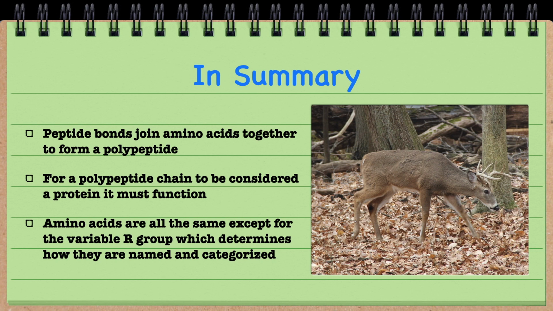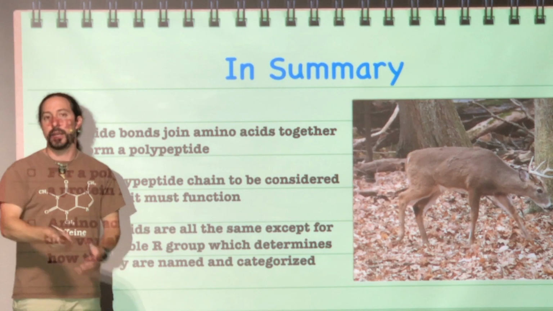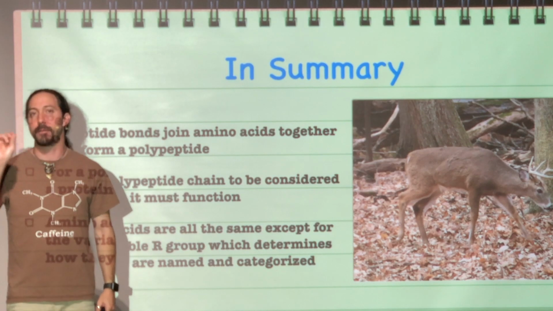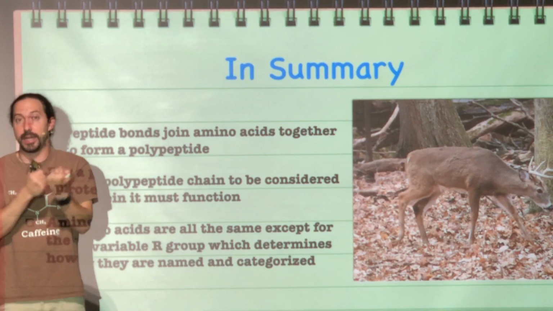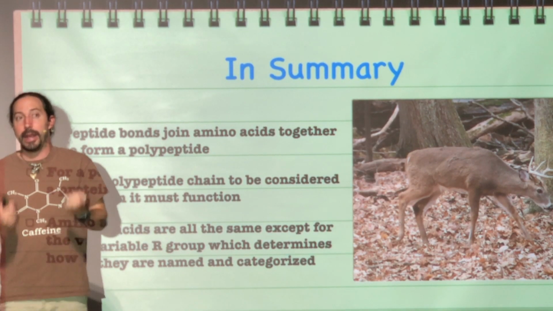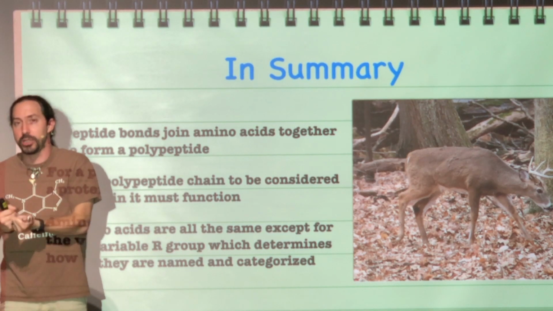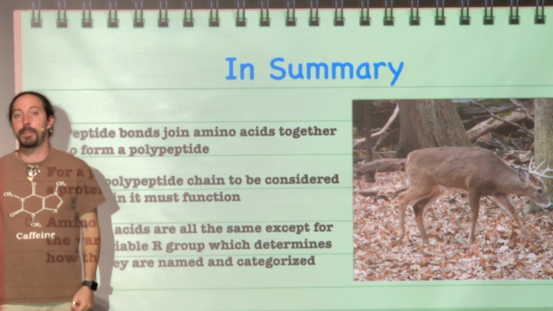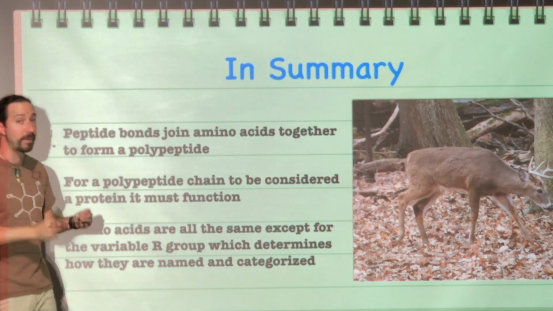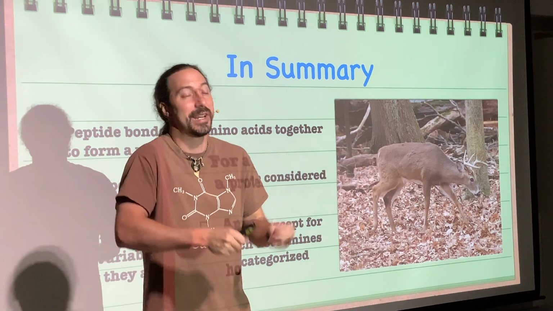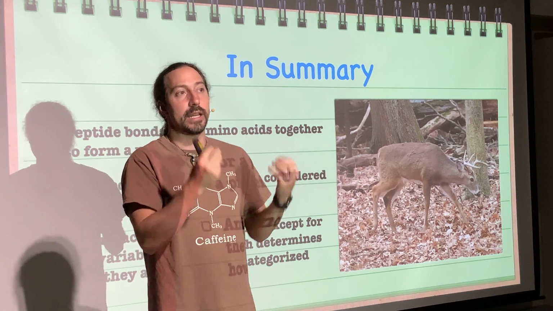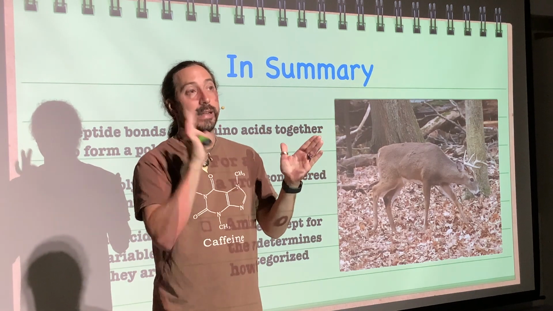Next, the polypeptide chain, if it's going to be considered a protein, has to be able to perform its function, whatever that function is. If it's supposed to be connective tissue, where it's going to be used for connecting one part of a cell to another part, as long as it can function and do that, then it is a protein. If, for whatever reason, it can't function, then we just refer to it as a polypeptide chain. That's a very specific thing. There are no non-functional lipids, and there are no non-functional carbohydrates. It's only when we get to polypeptides that you can have a functional version and a non-functional version.